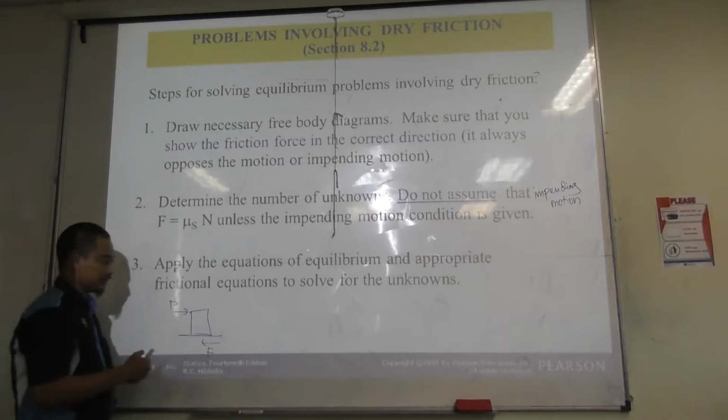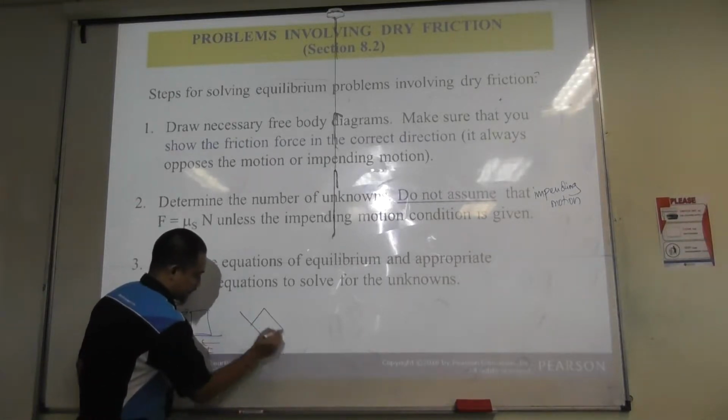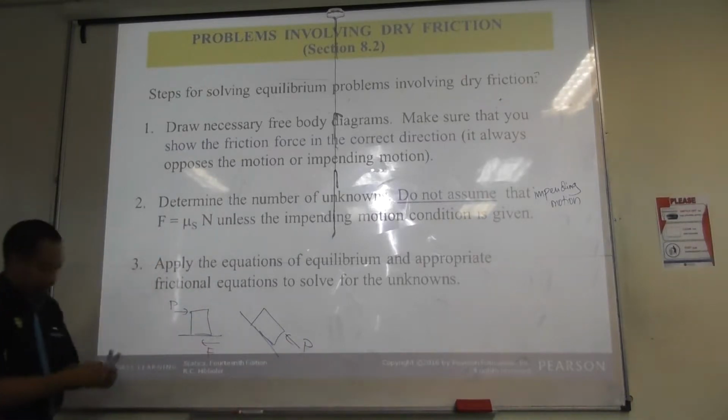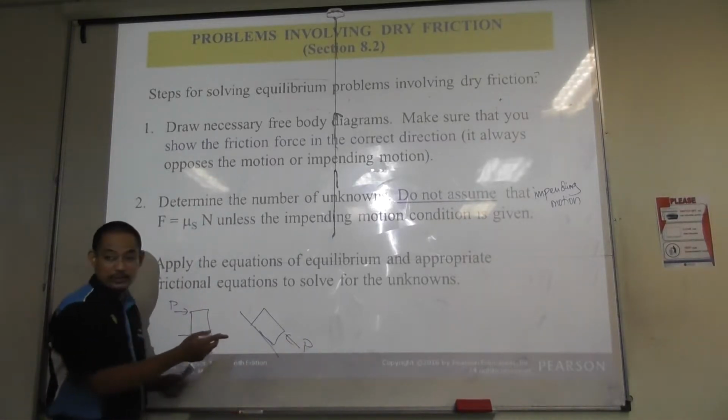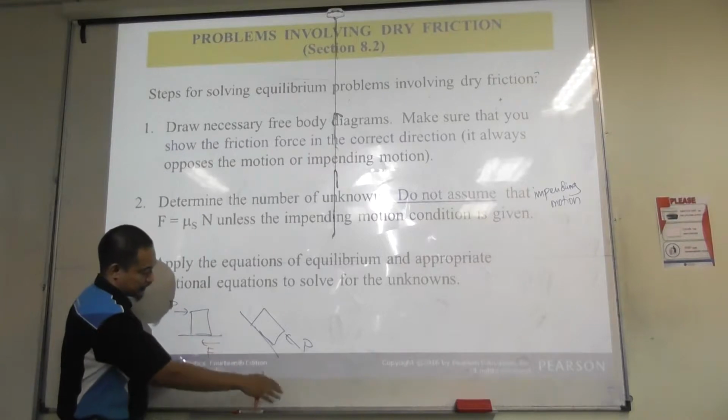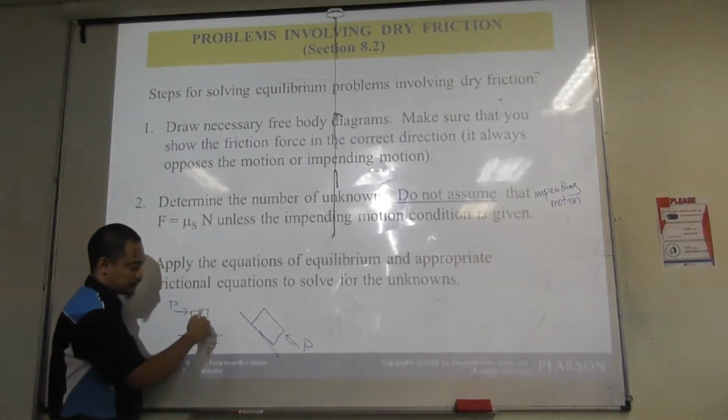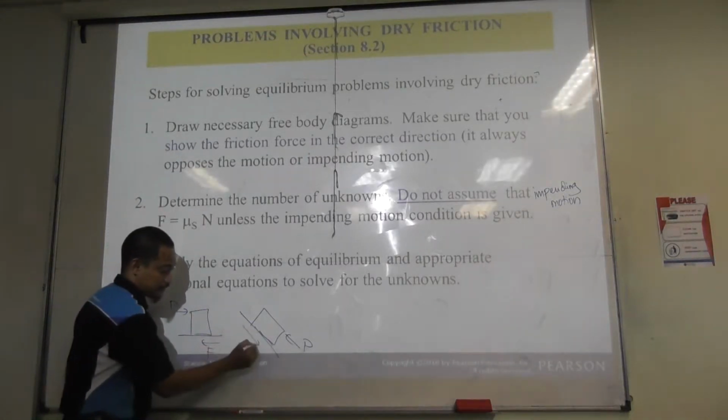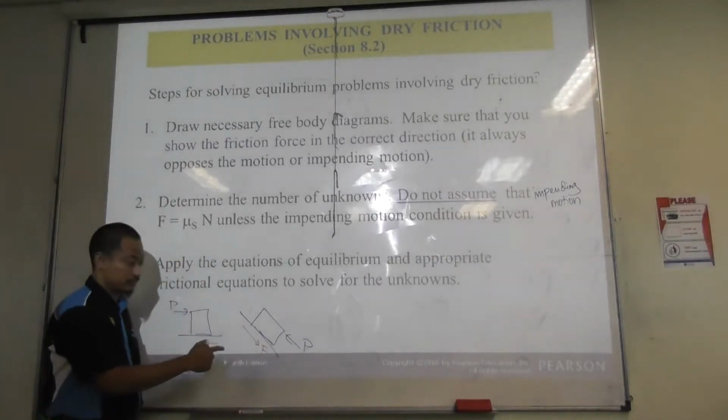Easy to understand. If it's like this, P is like this, right? If you draw the free body diagram, friction will be in which direction? Right, downward or up? Like this. Everyone agree? Oh, up.